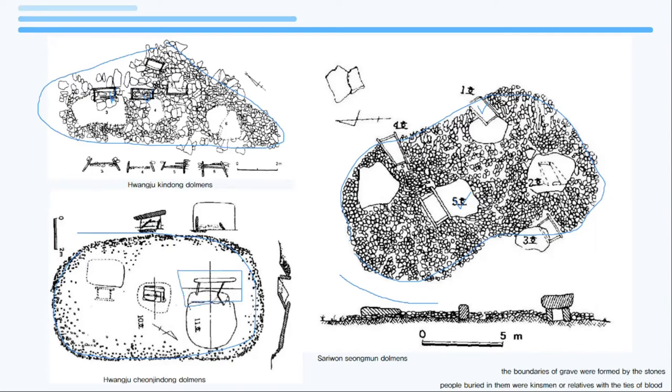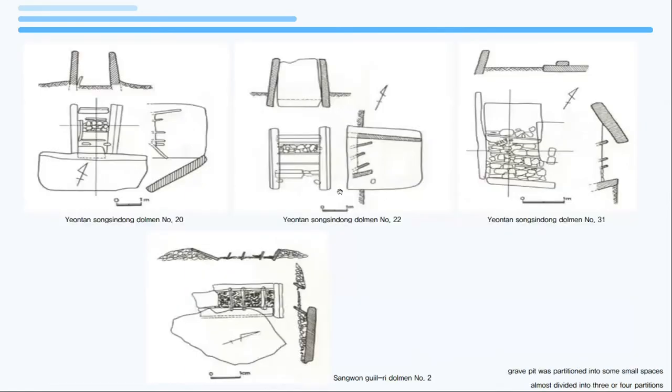Table type dolmens. Grave pits were partitioned into some small spaces, almost divided into three or four partitions. Sangwon Gili Dolmen number 2, 1, 2, 3, 4. Burial chambers.